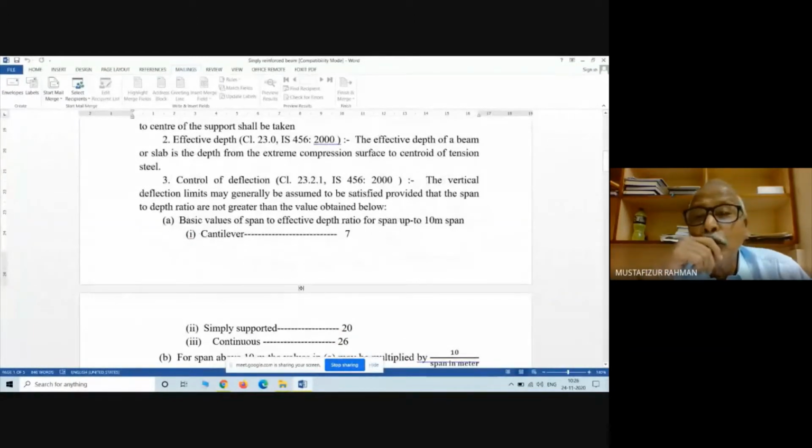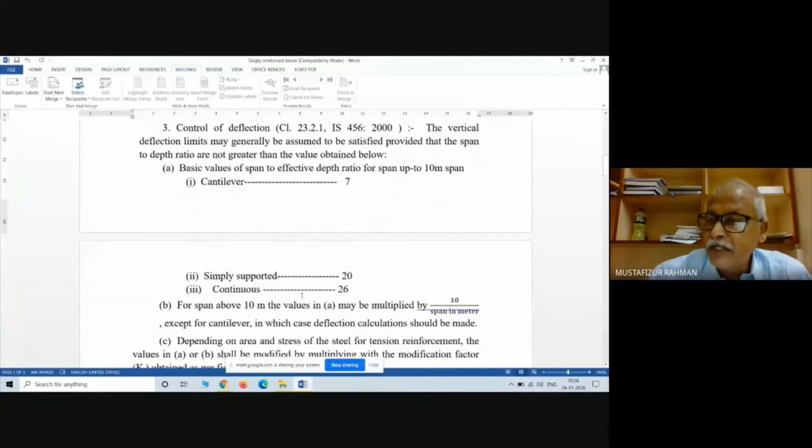Then number 2, effective depth. What is effective depth? We have defined it already: the depth from the extreme compression surface to the centroid of the tensile steel. So we have already defined that. Now, how will we fix the B and D, that means the effective depth and width? How will we fix them?